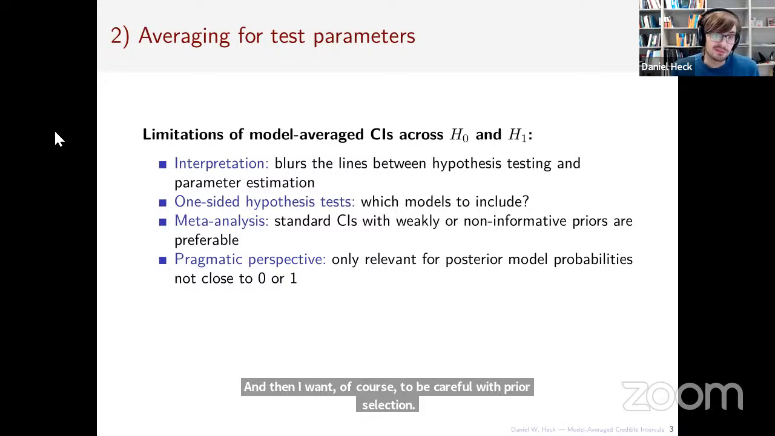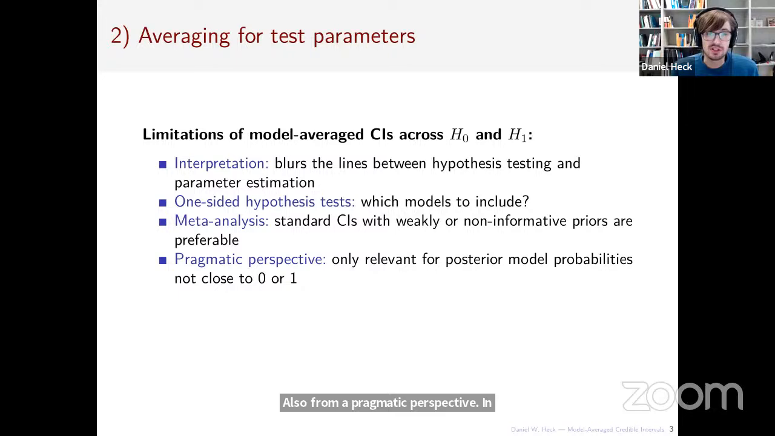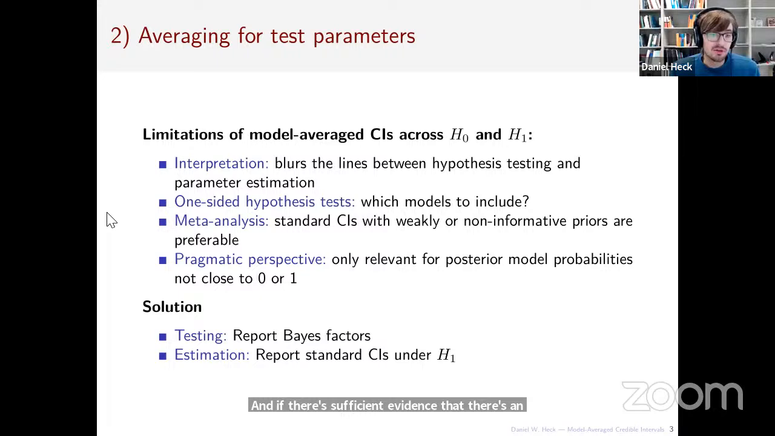Also, from a pragmatic perspective, in meta-analysis, when we aggregate credible intervals or confidence intervals across studies, there are many methods which work with standard intervals, which may be based on frequentist statistics or weakly informative priors, but they don't work if we use these model averaged credible intervals. And then another pragmatic perspective: usually when we have enough evidence either for the null or for the alternative, the averaging becomes less relevant. If there's enough evidence for the null, then the parameter is close to zero. We are not very interested in the estimate. And if there's sufficient evidence that there's an effect, the interval will be practically identical to the averaged one. So I think especially in an applied perspective, it's still easier to separate testing and estimation: to report Bayes factors for testing and standard credible intervals under the alternative for estimation.